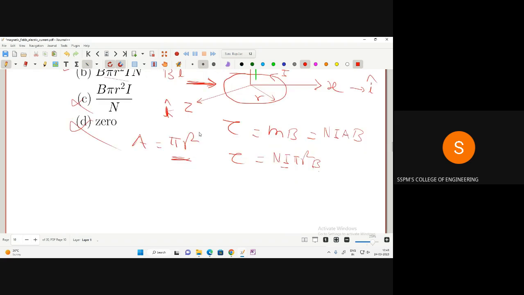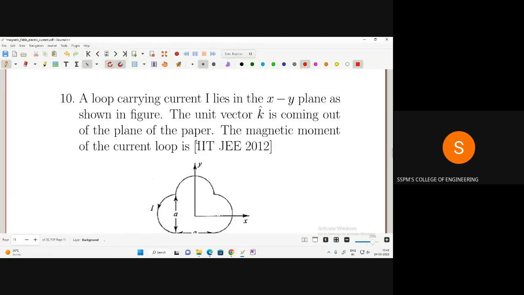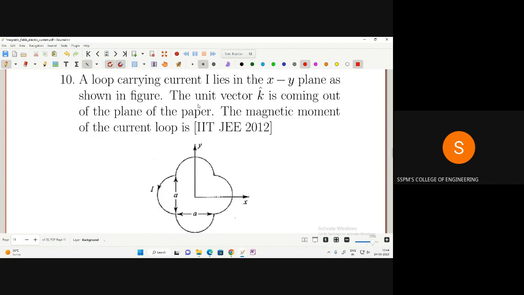The next example is also based on the magnetic moment. A loop carrying a current I lies in the xy plane as shown in the figure. The unit vector k bar is coming out of the plane of the paper. The magnetic moment of the current loop is?